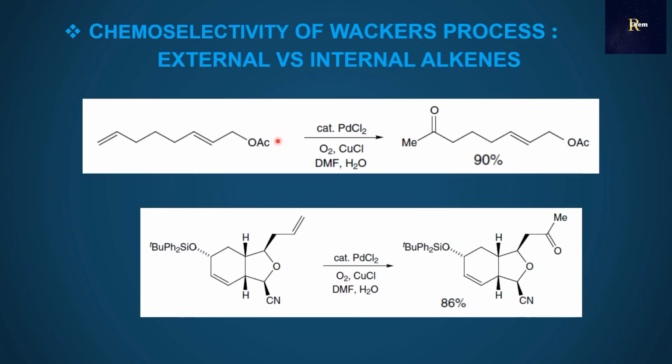Now here I have shown the chemoselectivity of the Wacker's process, that is for external and internal alkenes. Generally the reaction occurs on the terminal alkenes, and the internal alkenes are very much less reactive as compared to the terminal alkenes, and what we are seeing here is the 90% product, and the terminal oxidation occurs. Similarly here also the internal alkene of the ring is not participating in the reaction, and the terminal alkene is participating, so this is the change in reactivity in comparison of external and internal alkenes.